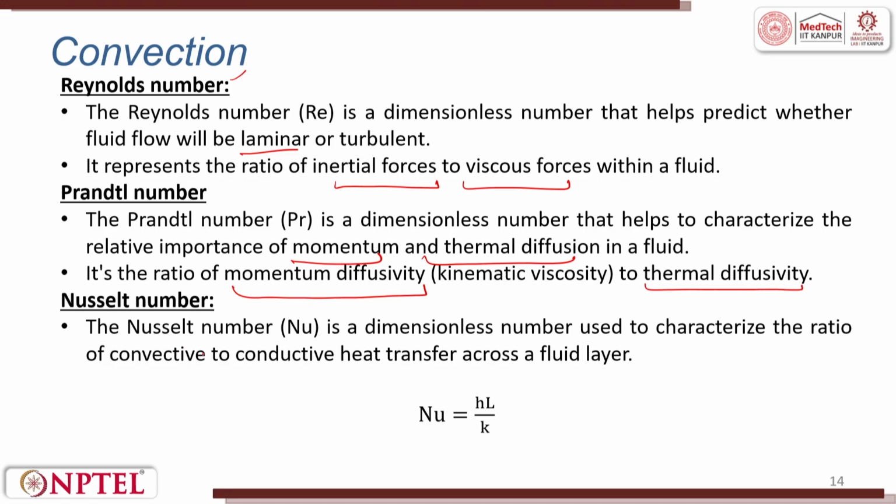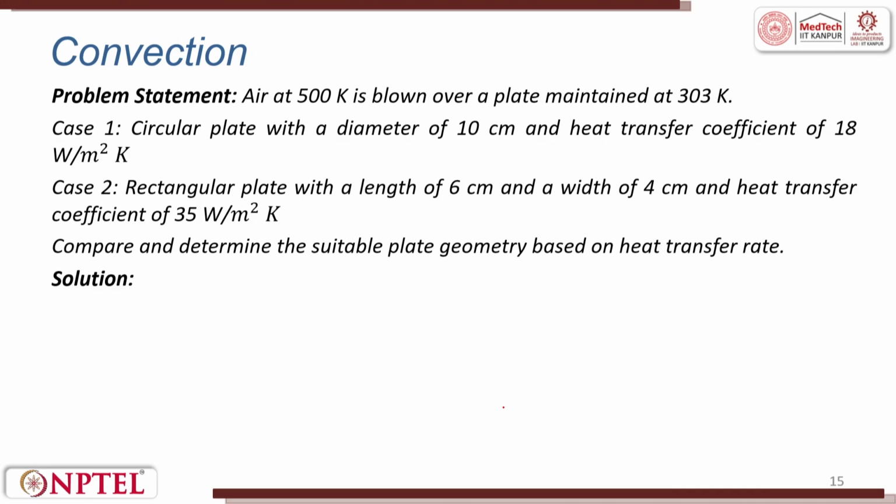Then comes Nusselt number. Nusselt number is again a dimensionless number used to characterize the ratio of convective to conductive heat transfer across a fluid, that is Nu is equal to HL by K, where H, as I mentioned, is the convective heat transfer coefficient, K is the conductive heat transfer coefficient, and L is the length that is under consideration. Let me take a problem statement here.